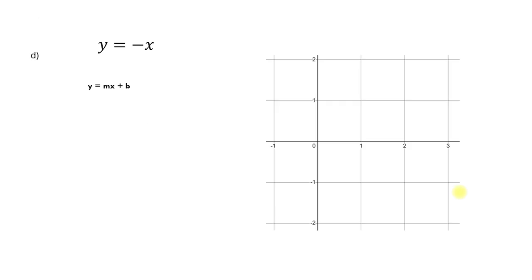Here we're given the equation y equals -x. Now there is no b value, or probably more correct to say the value of b is 0. So our y-intercept is going to be right at the origin, 0, 0. Now with a slope of, or the coefficient of x is negative, or -1.